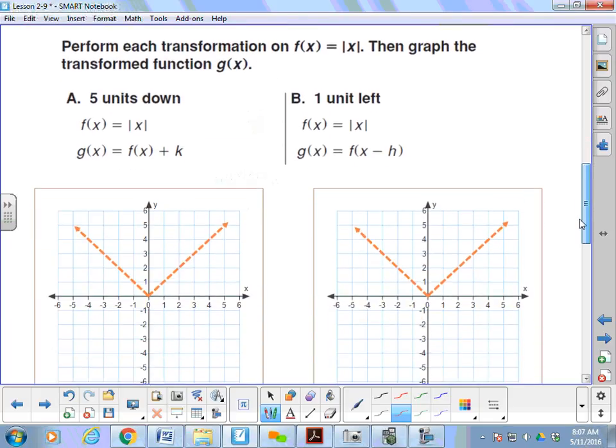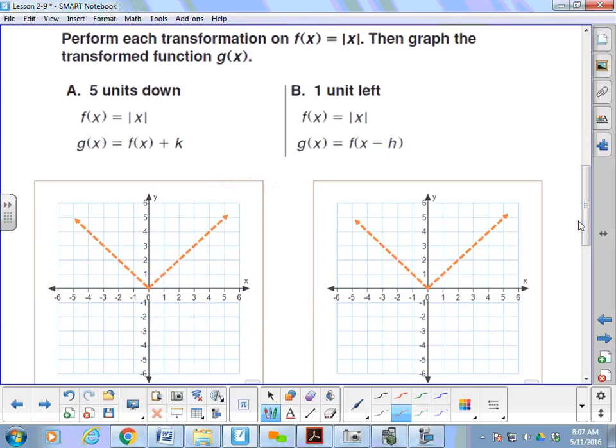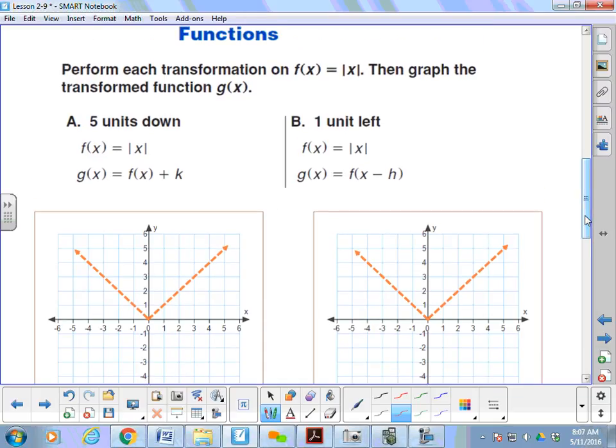So we're going to do some translations of the absolute value of x. So first of all, I want you, on your graph paper, to graph absolute value of x as dotted lines. So use dotted lines when you just do the absolute value of x, and we're going to use solid lines for doing the transformation, or the transformed one.